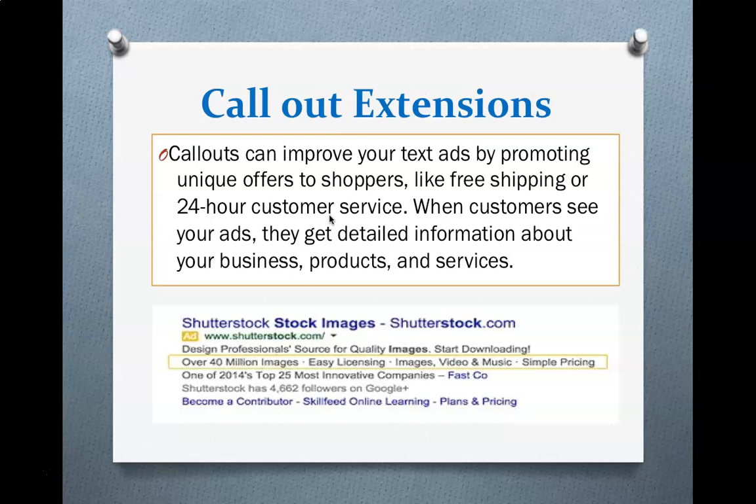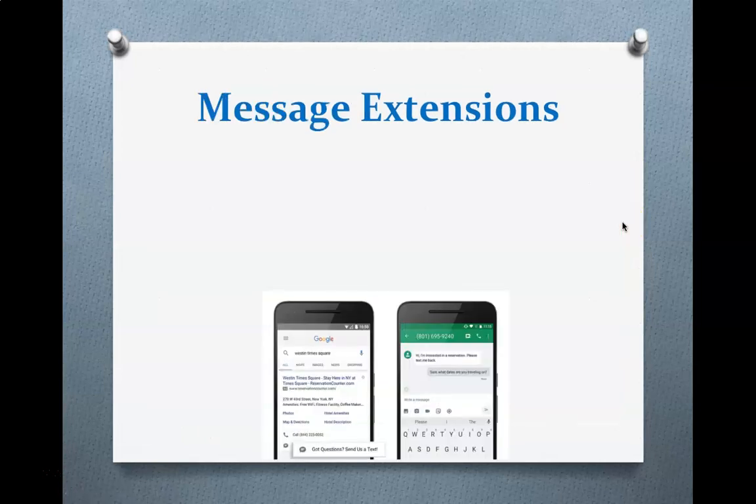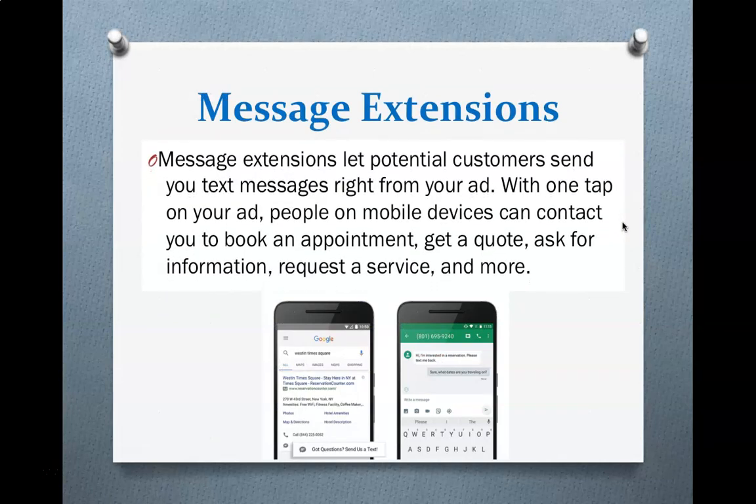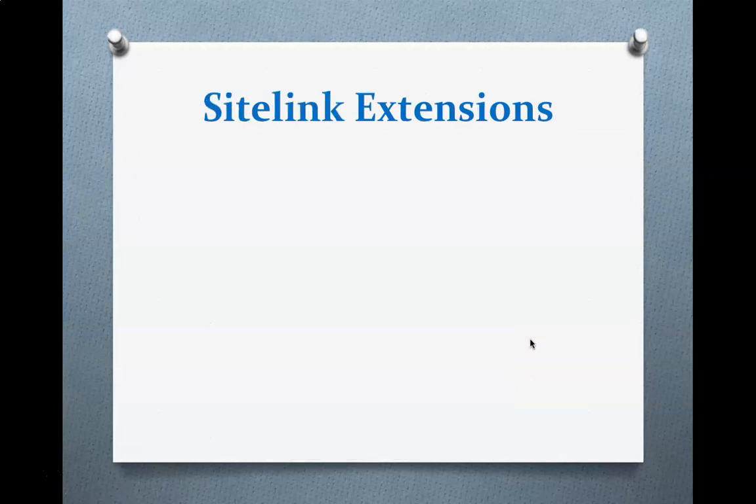Callout extensions are if we offer other things like delivery or shipping or things like that. So you can see down here the example. It's just another one that we can offer. Message extensions are if you let potential customers send you text messages right from your ad. And that's not necessarily a bad thing. Depending on your objective, and you can see it down here, got a question? Send us a text. Quite a neat little feature. It might be, as I said, depending on your objective, much more appropriate for your ads than something else.